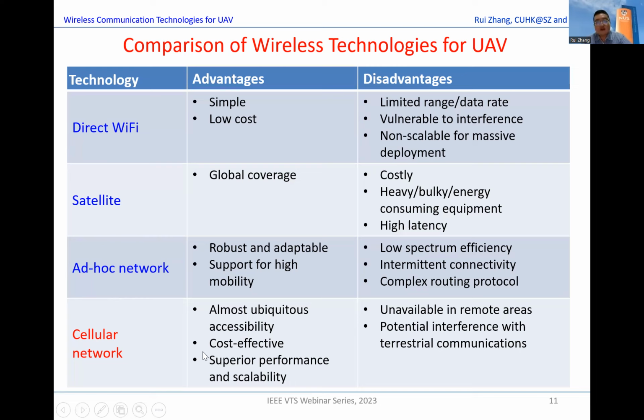If you use a cellular network, of course, the advantage is that it's easier to achieve almost ubiquitous accessibility for the UAVs. And also the cellular communication performance today is the most superior compared to the other three benchmark schemes. But of course, the cellular network is not truly ubiquitous, right? In some remote areas, for example, over the sea or in some desert area, it may not have cellular coverage yet. And another issue is that if we use the UAV in the cellular network, it may cause interference to existing terrestrial users. And this is an important point I will further elaborate later.